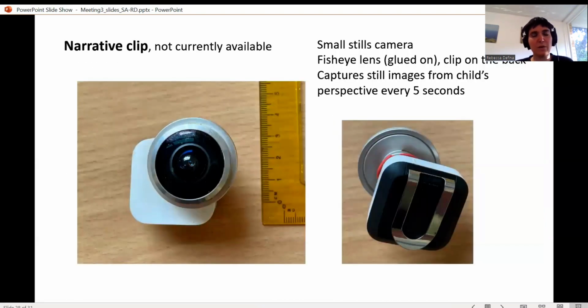And this is, in a way, what I was doing with these still cameras that I mentioned before. So this is what I used. It's called a narrative clip. It's not currently available, but there are a few others in this space, and it may still be possible to get some of the narrative clips that were released. It's this small camera which clips on, which takes an image every 5 seconds, or you can set it to different intervals. And then I glued a super fisheye lens onto it and attached it to the child.